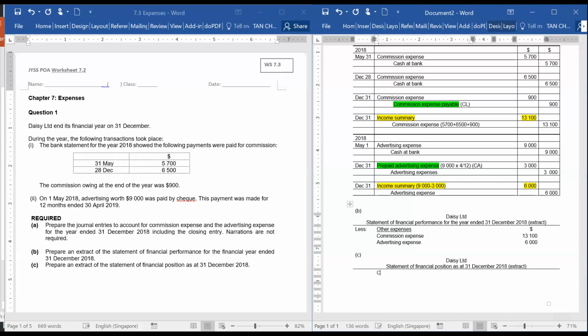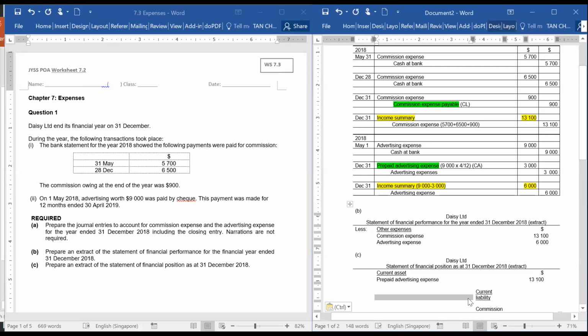So we're going to start off with current assets. Okay, so you write down the subsection of the position, current assets, followed by prepaid advertising expense. Then you can pen down the value as 13,100. Okay, next, for your commission expense payable, you can actually pen down again. This will be your current liability. And then you write down your commission expense payable as $900.